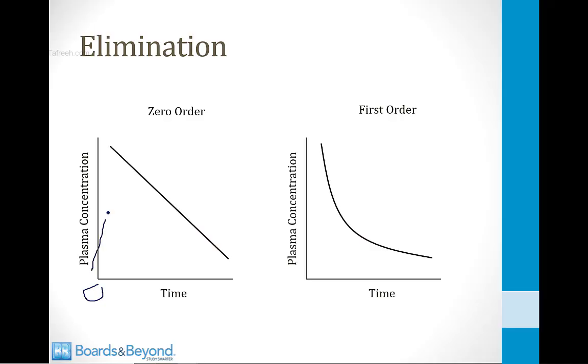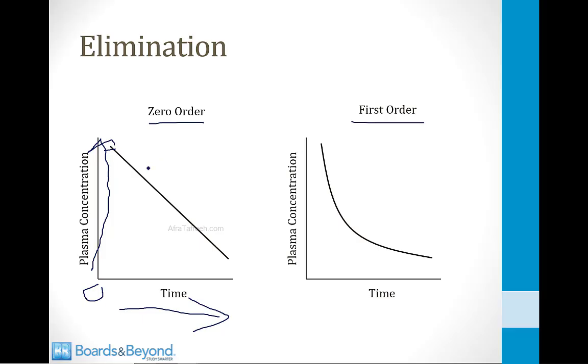Obviously, its plasma concentration will rise up to some high value. We could then follow the concentration over time, and the concentration will begin to fall as that drug is eliminated from the body. And there are two typical patterns that drugs follow as they're eliminated from the body. The first pattern is called zero order. The second pattern is called first order.